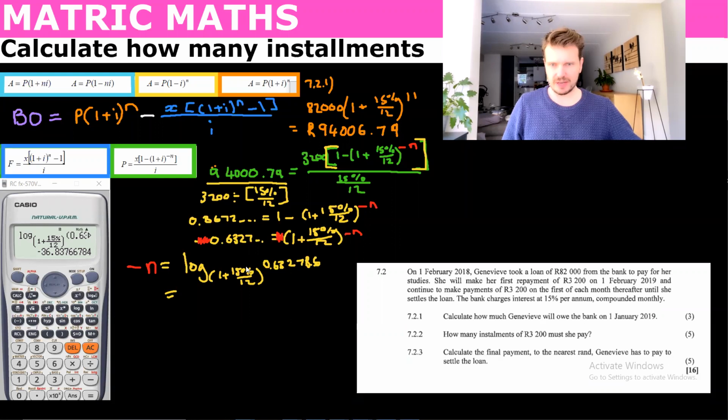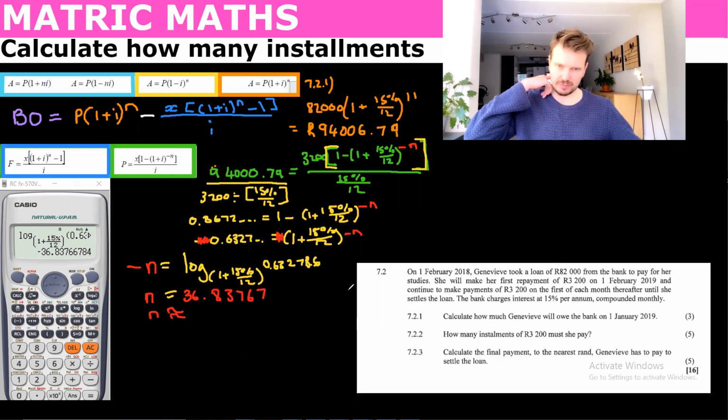Because it's negative n equals negative, therefore n equals 36.83767. So n is equal to 37 payments, because we always round up, because there's going to be that final payment.